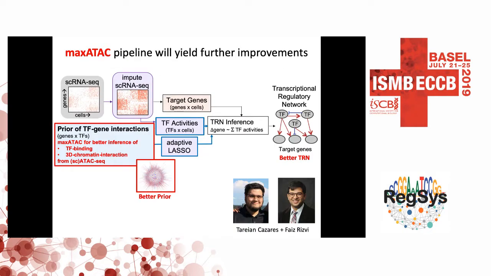Next steps, we are trying to put together something that we call the Max ATAC pipeline. We feel like scanning accessible chromatin with transcription factor motifs, there have been so many developments in terms of the DREAM ENCODE challenge results with supervised methods, that we think there are a number of places where we can get better information from ATAC-seq, get a better prior, and hopefully also a better network.